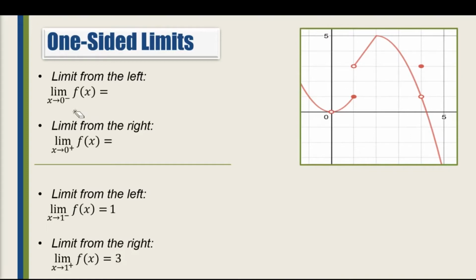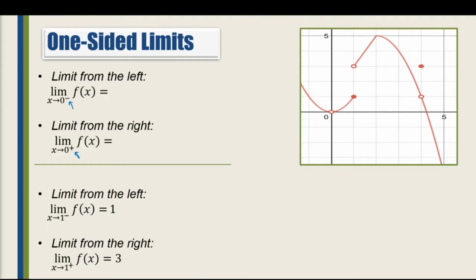So the notation we use looks like this. When you see this little minus sign, this little superscript, it indicates that we're approaching this x value from the left, or from the negative side of the x-axis. And when you see this plus sign, it means that we're approaching that x value from the right, or from the positive side of the x-axis.